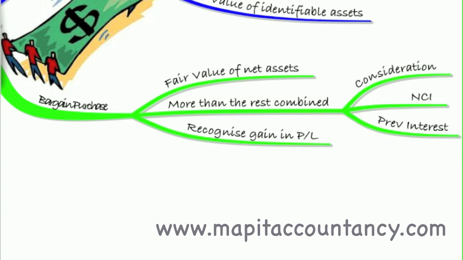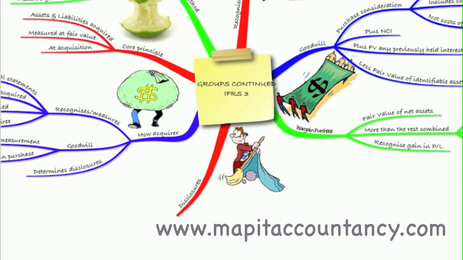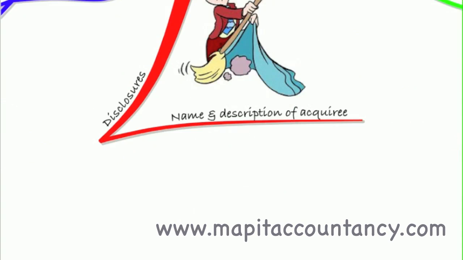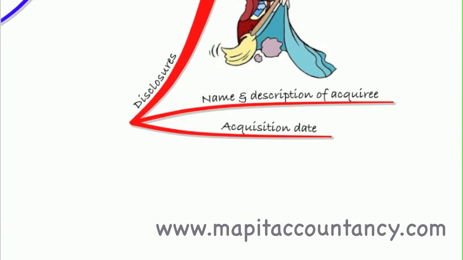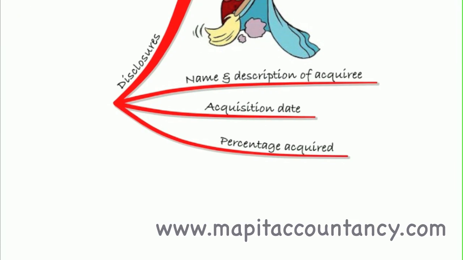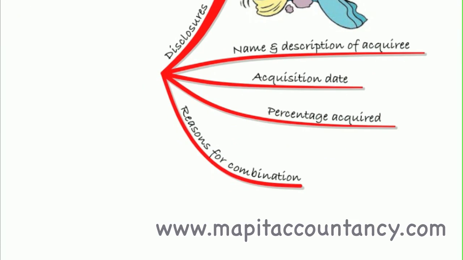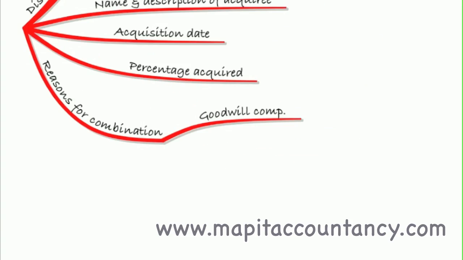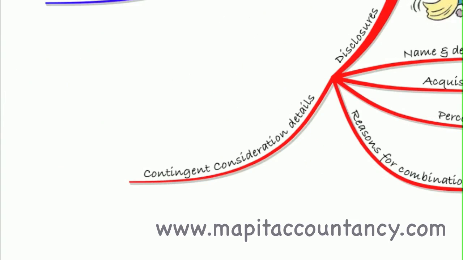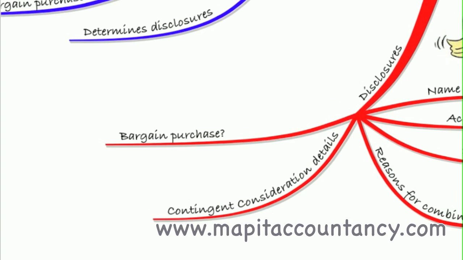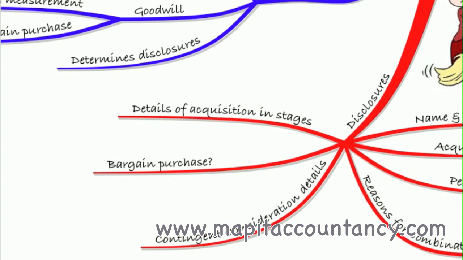When it comes to IFRS 3, the disclosure requirements are name and description of acquiree, the acquisition date, the percentage we acquired, the reasons for the combination and the goodwill components, so we need to show those. Also any contingent consideration details, if we had a bargain purchase, and the details of the acquisition if it's been in stages.